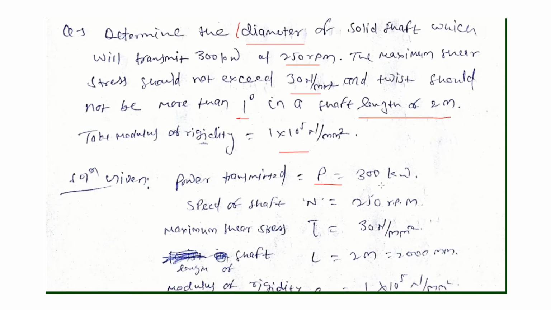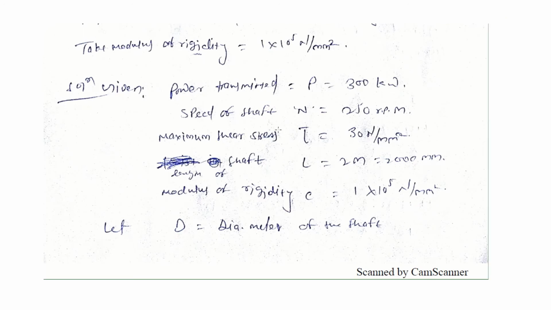Power transmitted P is equals to 300 kW. We know power transmission is equals to 2 pi N T by 60, with speed of shaft N equal to 250. We are using power transmitted and the speed of shaft, we use both these and we calculate torque transmitted by the shaft. Here maximum shear stress tau is 30 Newton per mm square. Length of the shaft 2 meter, that means 2000 mm. Modulus of rigidity is C equals to 1 into 10 power 5 Newton per mm square. Let diameter of the shaft be D.